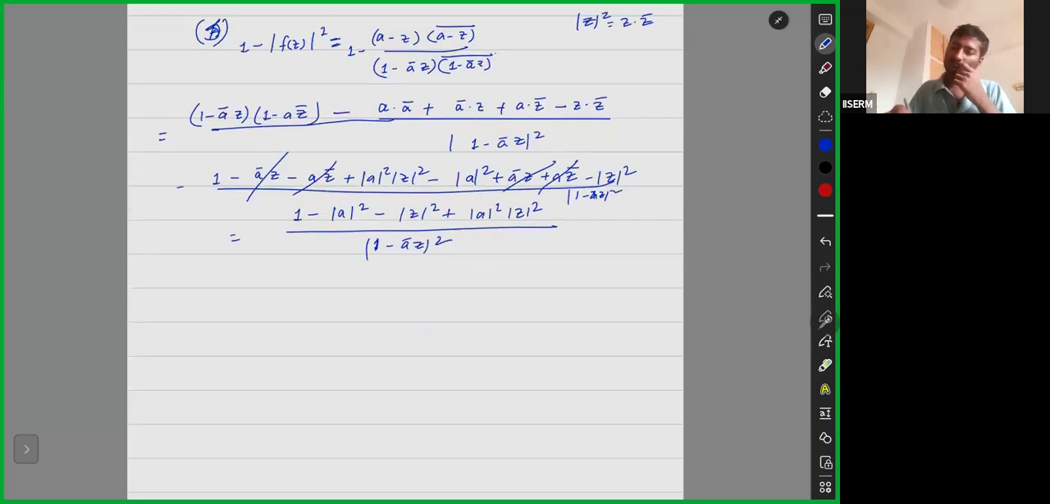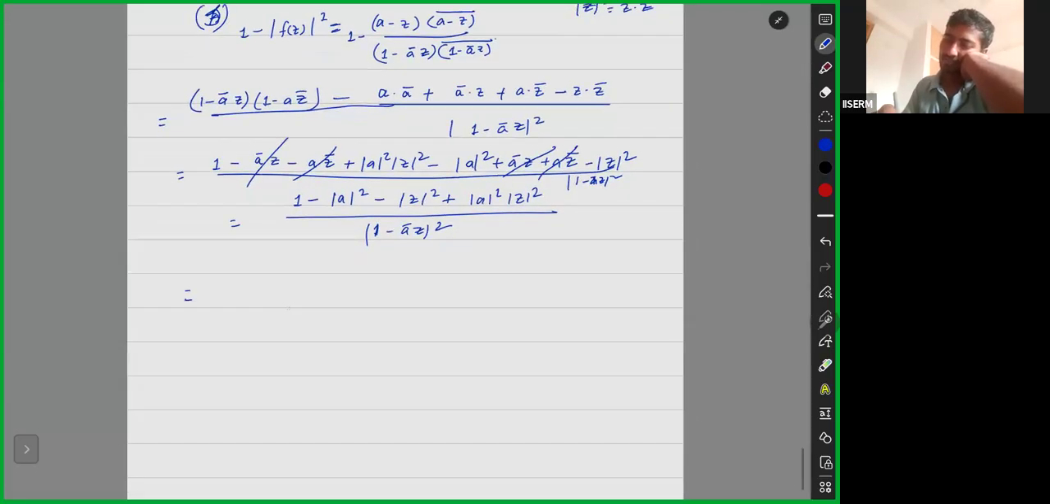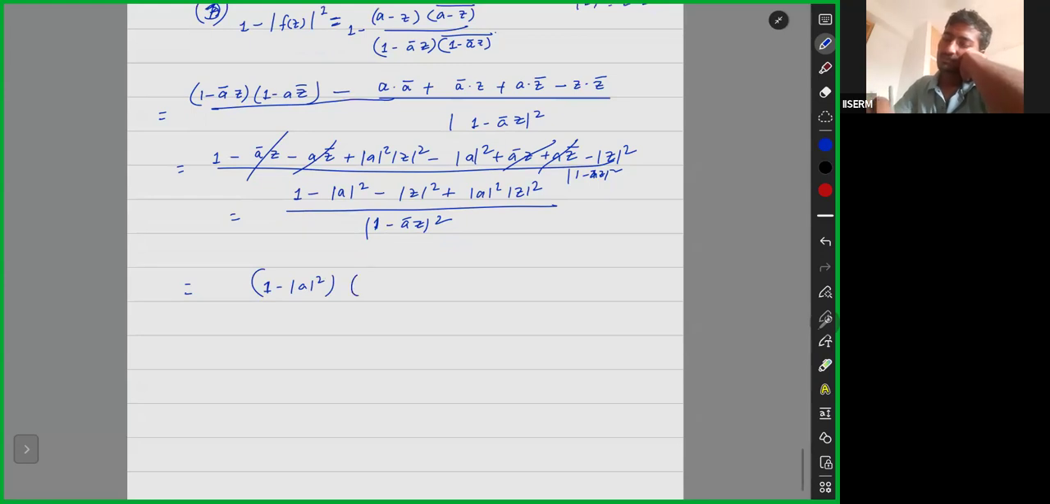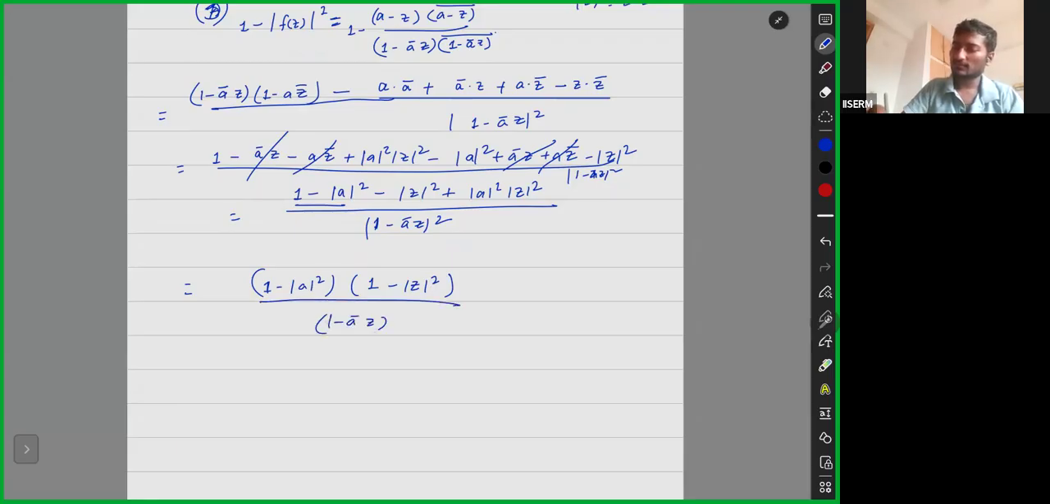Yeah, further in the next line, what we're going to take common is 1 minus mod A square. So from the first place you get 1, from the second place you get minus mod Z square. Yeah, correct. 1 minus A bar Z whole square in the denominator. Plus.